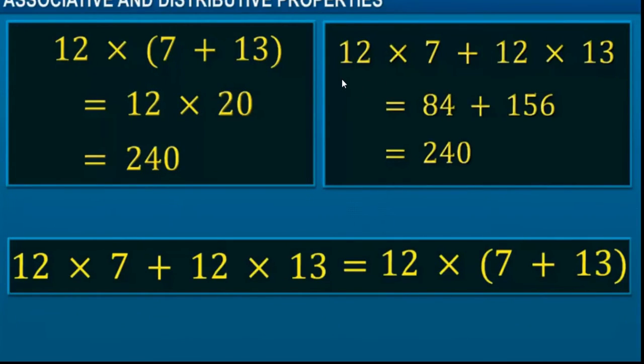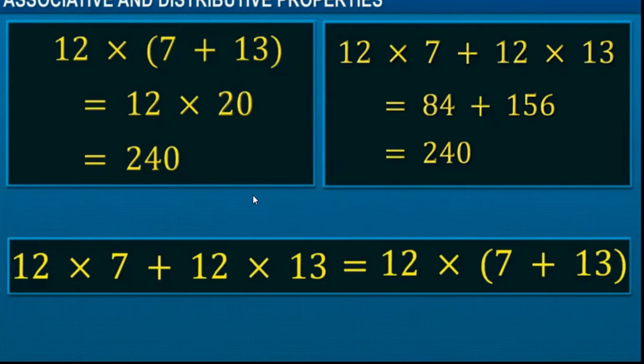Now in the other case, we have 12 into 7 and 12 into 13, and then addition. As per the BODMAS rule, we should do multiplication first, then addition. So first, 12 into 7 is 84. In the same way, 12 into 13 is 156. Adding that, we get 240. Here we can see both the answers are the same.